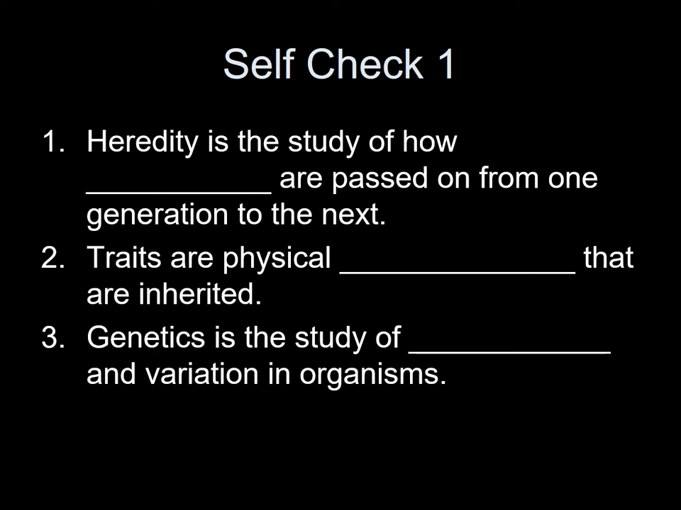Okay, let's check your answers. Number one, heredity is the study of how traits are passed on from one generation to the next. Number two, traits are physical characteristics that are inherited. And number three, genetics is the study of inheritance and variation in organisms. All right, so hopefully you got those. You can study them and review them for the quiz.